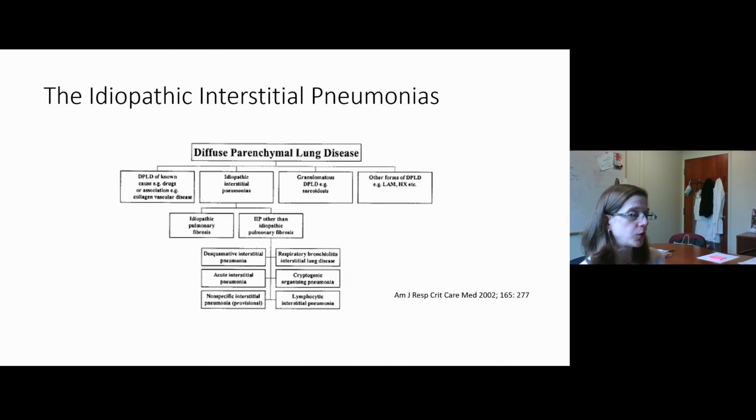Finally, if you rule out these other forms of diffuse parenchymal lung disease, you end up left with the idiopathic interstitial pneumonias. And at this point, it is reasonable to start thinking about whether the patient fits the category of IPF, in which case further diagnostics may not be mandatory, or if you worry about some other form of IIP, and then the evaluation will be unique to that particular process.